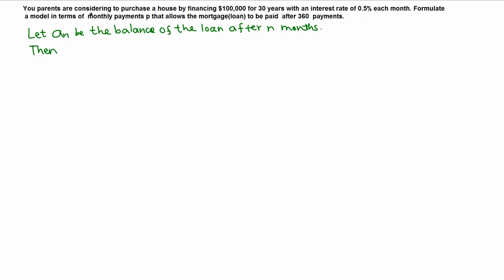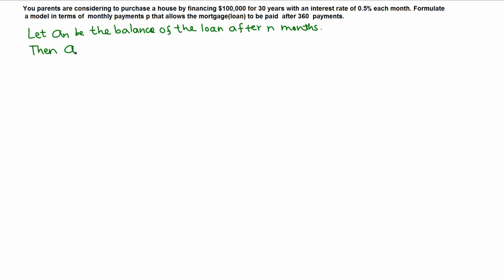Your parents are considering purchasing a house by financing $100,000 for 30 years with an interest rate of 0.5% each month. Formulate a model in terms of monthly payments P that allows the mortgage to be paid after 360 payments. Okay, so the initial balance is 100,000 and there is no down payment here. So let A_n be the balance of the loan after n months.